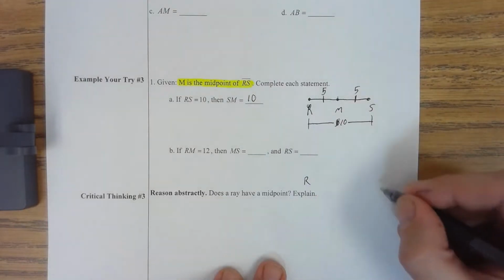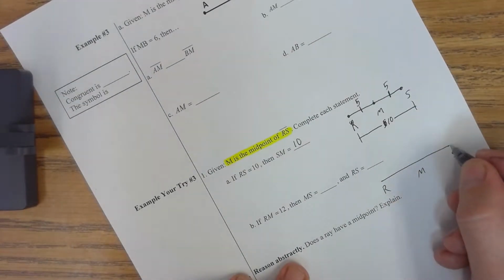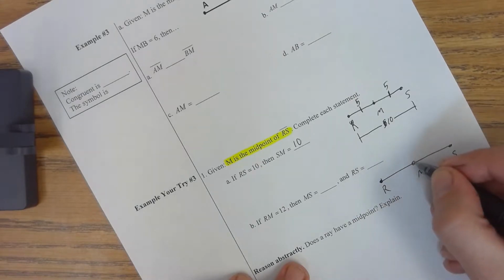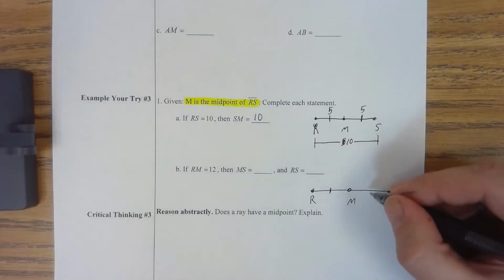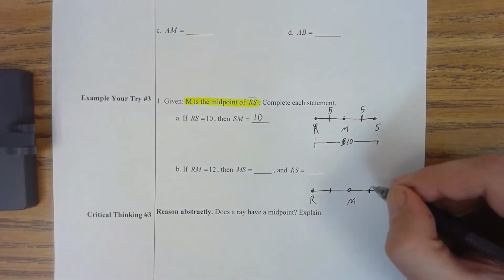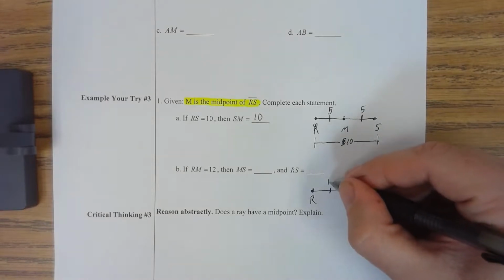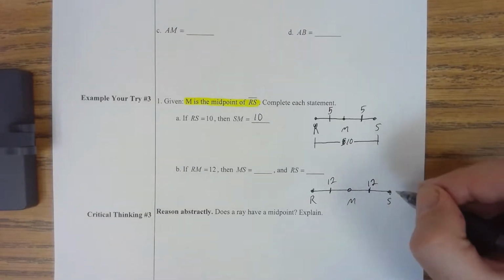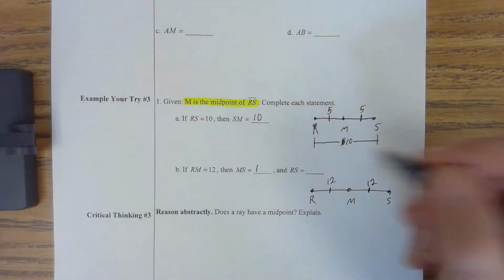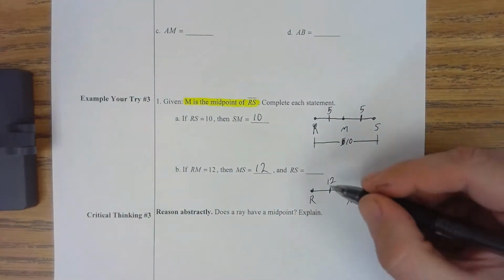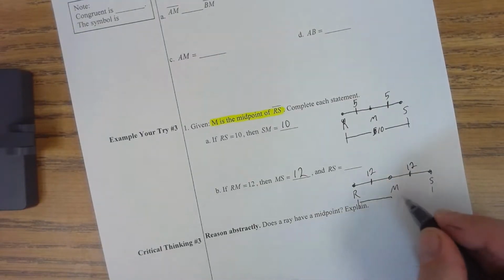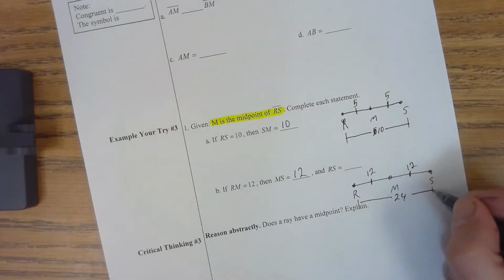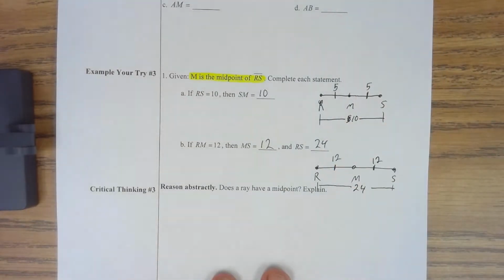So let's draw it out again. We got R, we got S, we got M in the middle. And put some points. Now, they say RM is 12, but we know M is the midpoint, so it's halfway. These two halves are equal. RM is 12, MS must be 12. Okay? MS is 12. Alright, so now let's take a look at the whole thing. I got one half is 12 and the other half is 12. Combine them together and the whole thing must be 24.